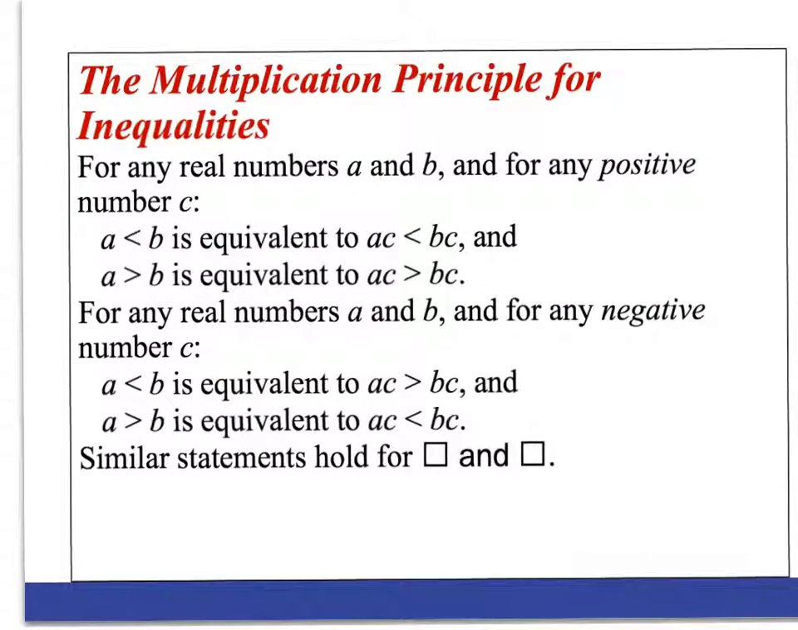The same thing applies when you're talking about the multiplication principle. Anytime you have A less than B and you multiply both sides by C, the sign is not going to change when C is positive. But when you multiply or divide by a negative, that inequality sign changes directions. So we're going to talk about that. Let's practice some of those.